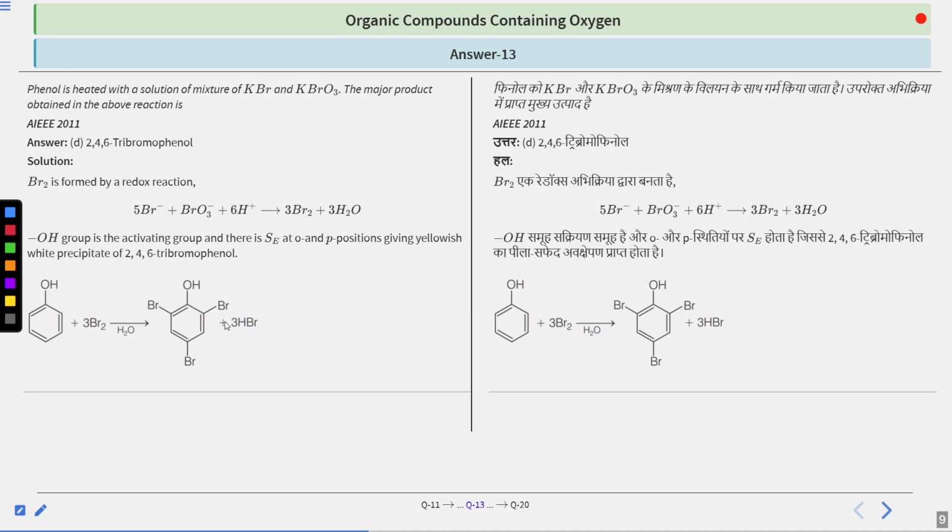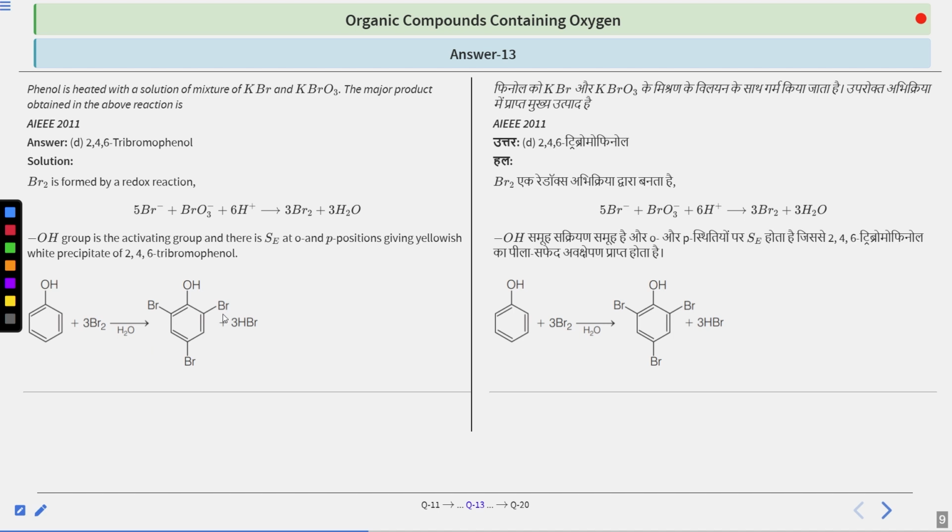And 3 molecules of HBr we get as a side product. So this is our reaction when phenol reacts with KBr and KBrO3. KBr and KBrO3 give us Br2 by a redox reaction, and then the 3 molecules of Br2 attack the phenol, and as the ortho and para positions are activated for the attack of the electrophile, that is bromine, they will attack at all the ortho and para positions in the phenol and get attached to it.